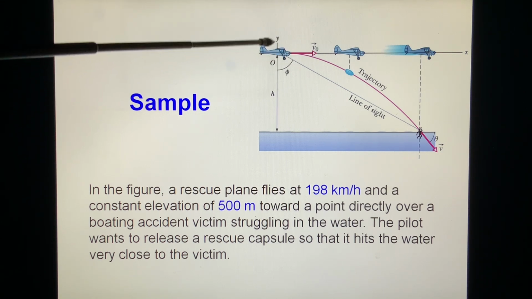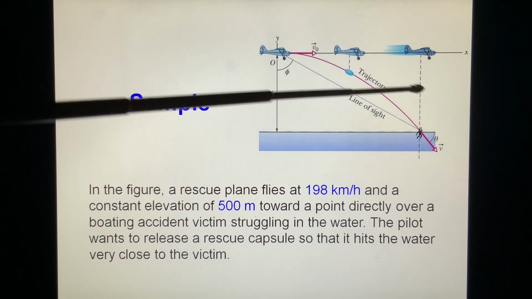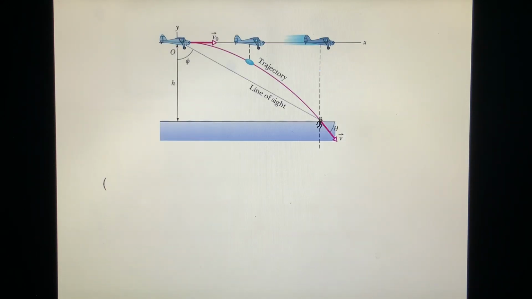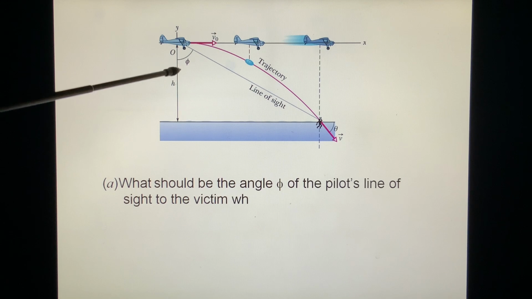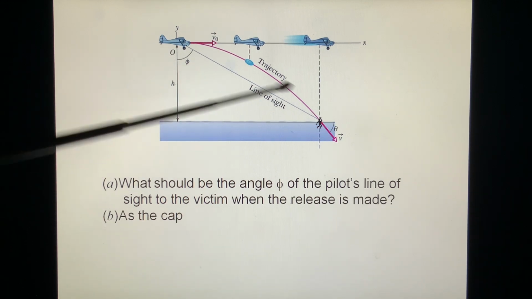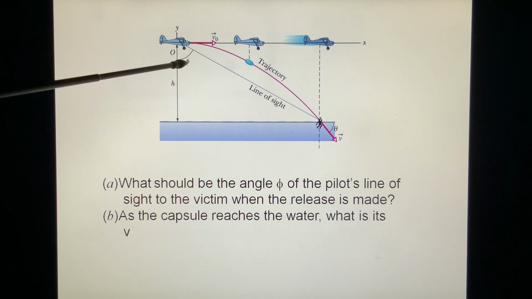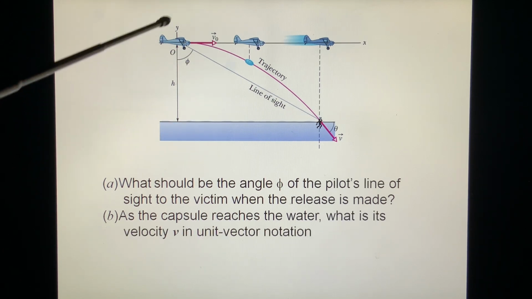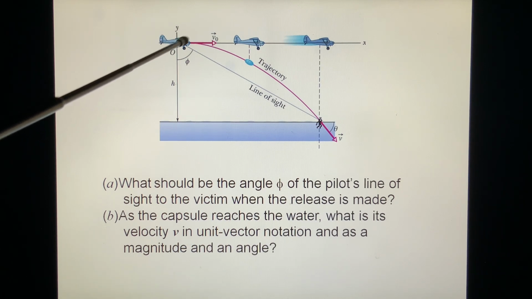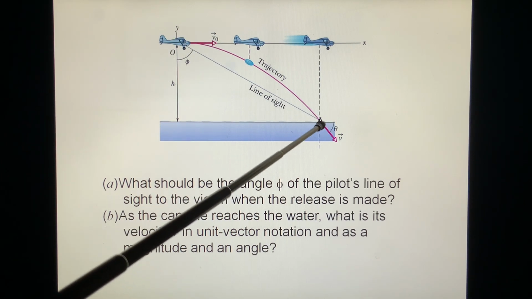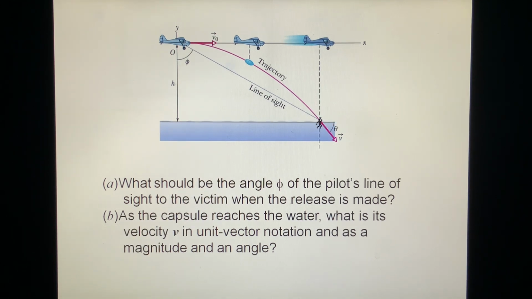After the rescue capsule leaves the plane, it is a projectile. Now, question A. What should be the angle phi of the pilot's line of sight to the victim? And this is the pilot's line of sight, phi, when release is made. So the rescue capsule will reach around this area. Question B. As the capsule reaches the water, what is its velocity, V, in unit vector notation, and as a magnitude and as an angle?